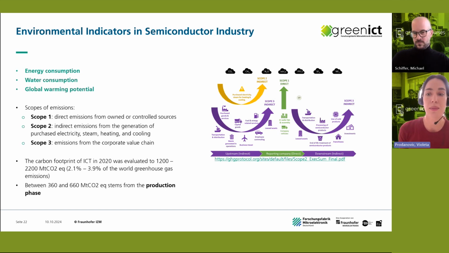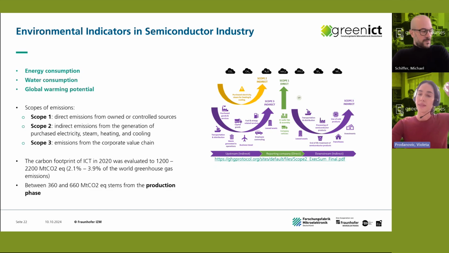The Greenhouse Gas Protocol distinguishes three scopes of emission. Scope 1 would be direct emission from owned or controlled sources. Scope 2 stems from the generation of purchased electricity, steam, heating, and cooling. And then Scope 3 refers to emissions from the corporate value chain. This one is usually the most challenging to quantify. And as I will show in a bit, Intel seems to be one of the few companies doing a pretty good job on that one.